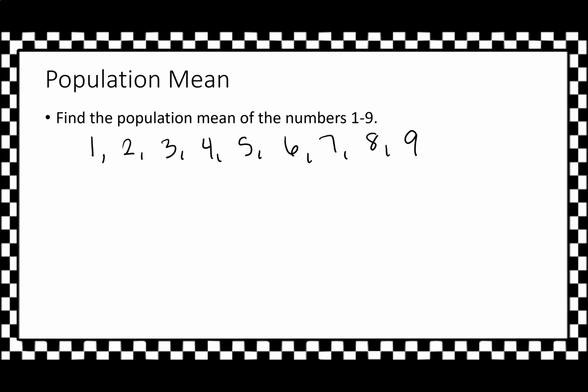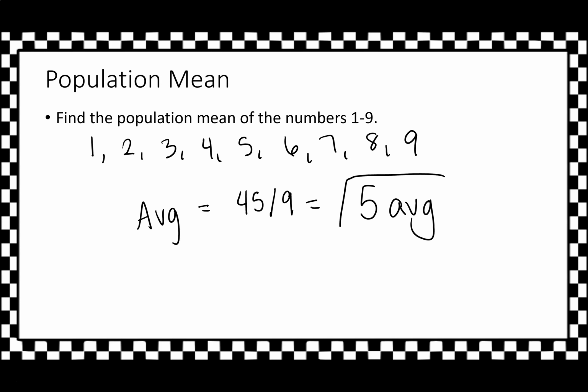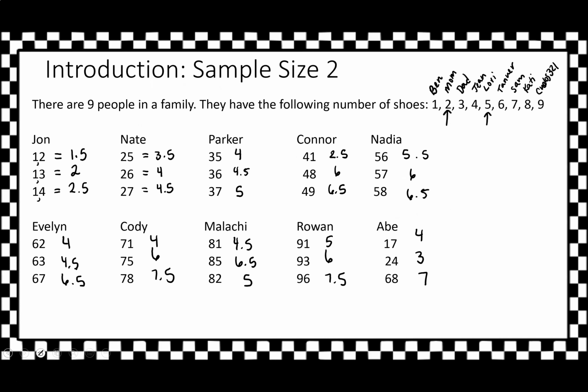Let's go ahead and find the average. To do that, I'm going to add up all those values, and I get 45. Of course, we have 9 numbers, so we get an average of 5. So this family has an average of 5 pairs of shoes each. And if we look back, does 5 make sense?